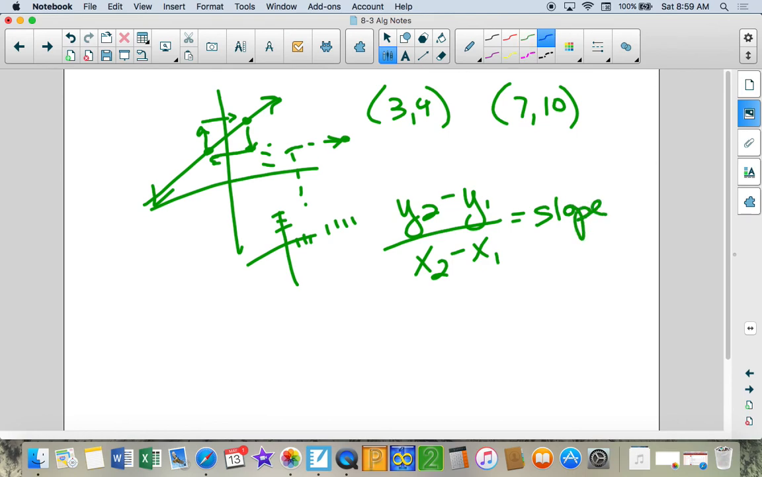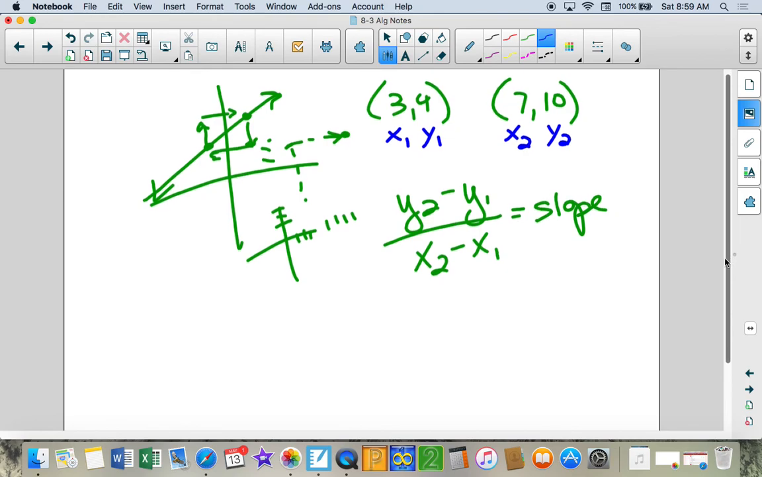Now, what are these y subs and x subs? Well, we have 2 points here. We have point 1 and point 2. So this is the x value for the first point. This is the y value for the first point. This is the x value for the second point. This is the y value for the second point. So we call that x sub 1, y sub 1, x sub 2, y sub 2.